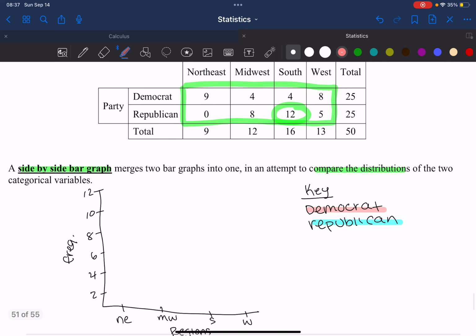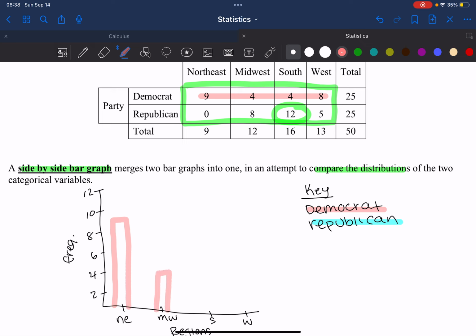Looking at the table for Northeast, the Democrat was 9 people. I'm going to use all these numbers for Democrat, so I'm going to go up to 9. For Midwest and South, I'm going to go up to 4. And for West, I'm going to go up to 8. Each of these would be colored in representing Democrat.